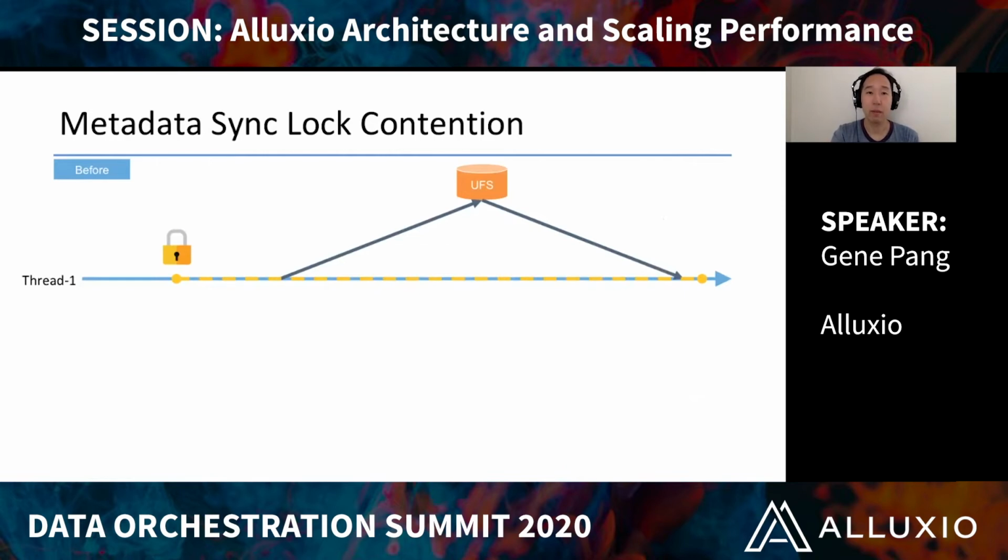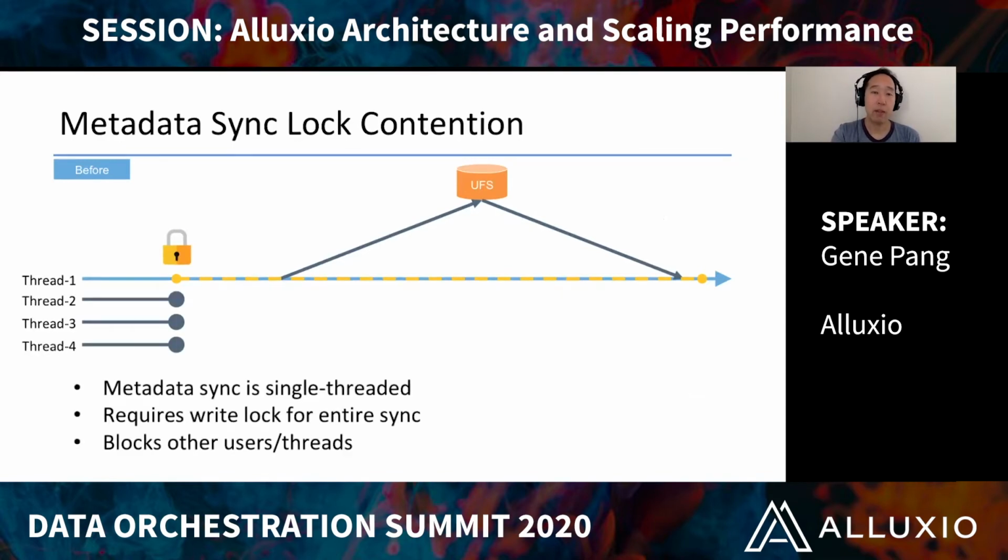So during this time, it has the write lock. When other threads come in, they will not be able to access that portion of the namespace because it has been write locked by the first thread. So they have to wait for the entire duration of that sync in order to continue on. This can be problematic for several different reasons. Number one, the sync itself is single-threaded, so it can just take a long time for a large subtree of the namespace.